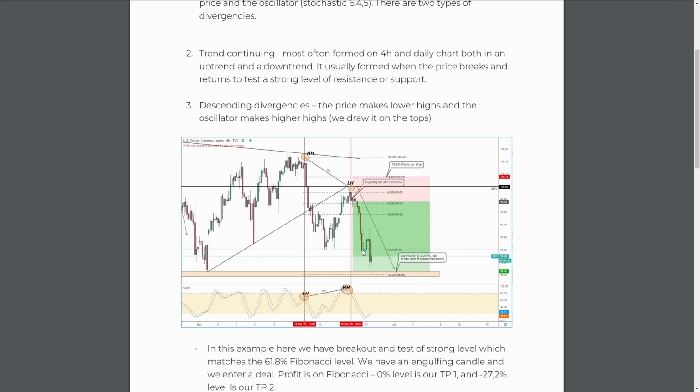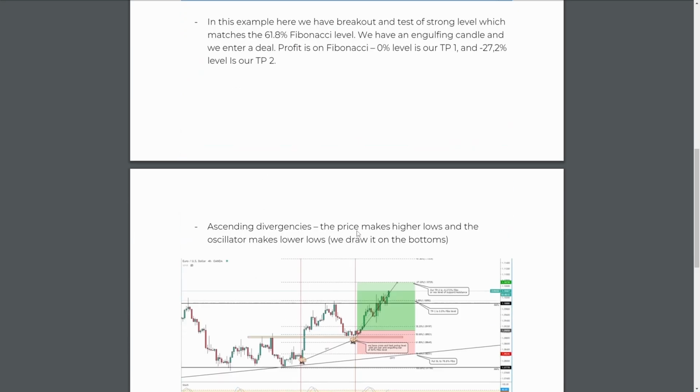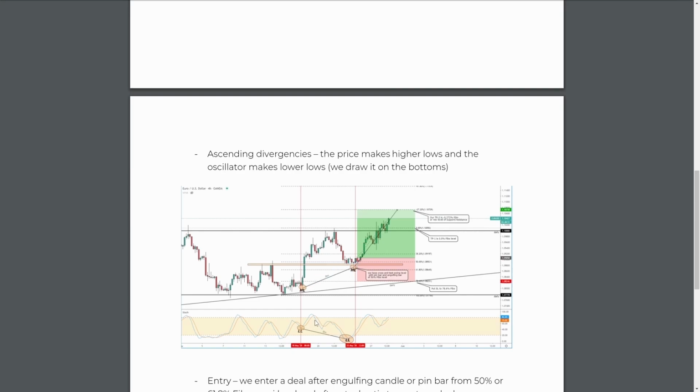When we have a downward trend, we draw some tops. Just like we draw trend lines, we draw on tops of the stochastic. When we have an uptrend, we are drawing on the bottoms. We also draw on the bottoms of the stochastic. We follow the trend. In an uptrend, the price makes higher bottoms and the stochastic makes lower bottoms. We draw on the bottoms.